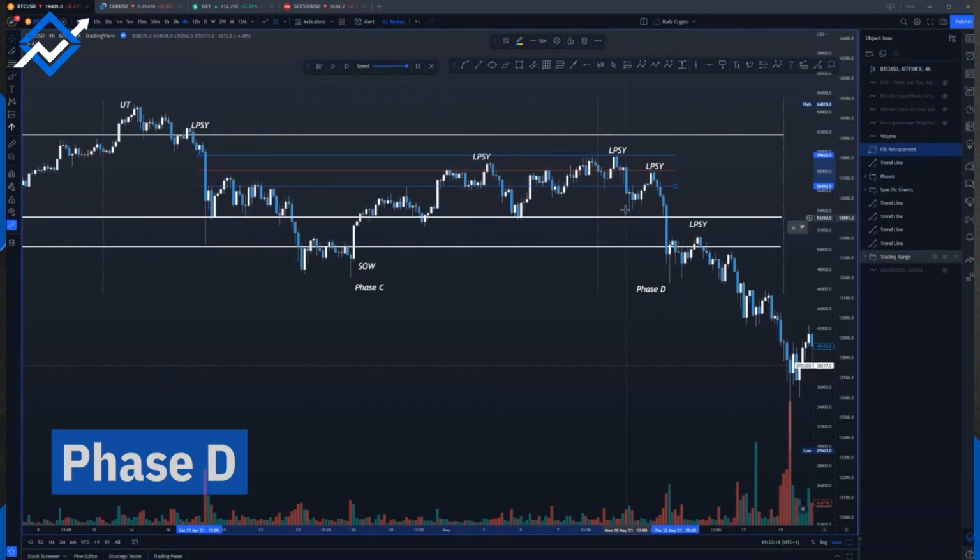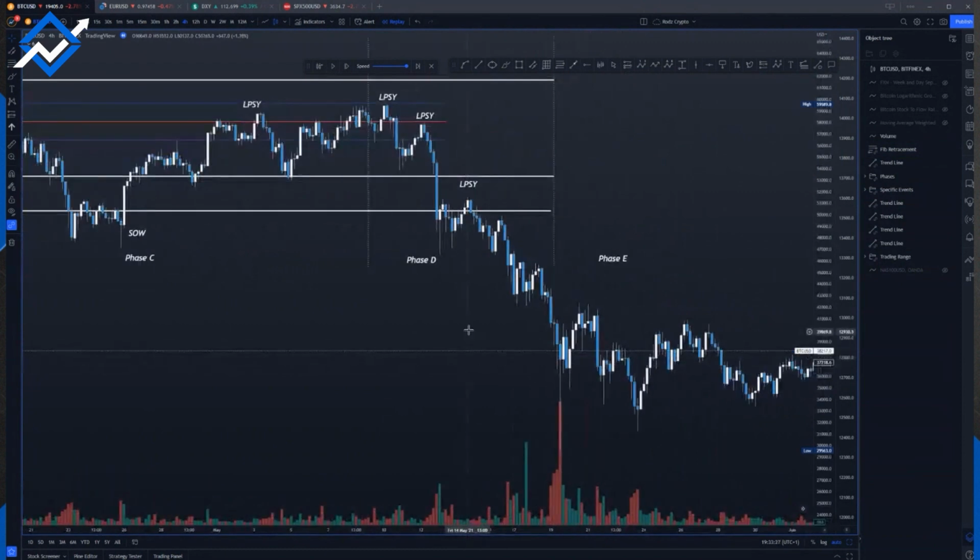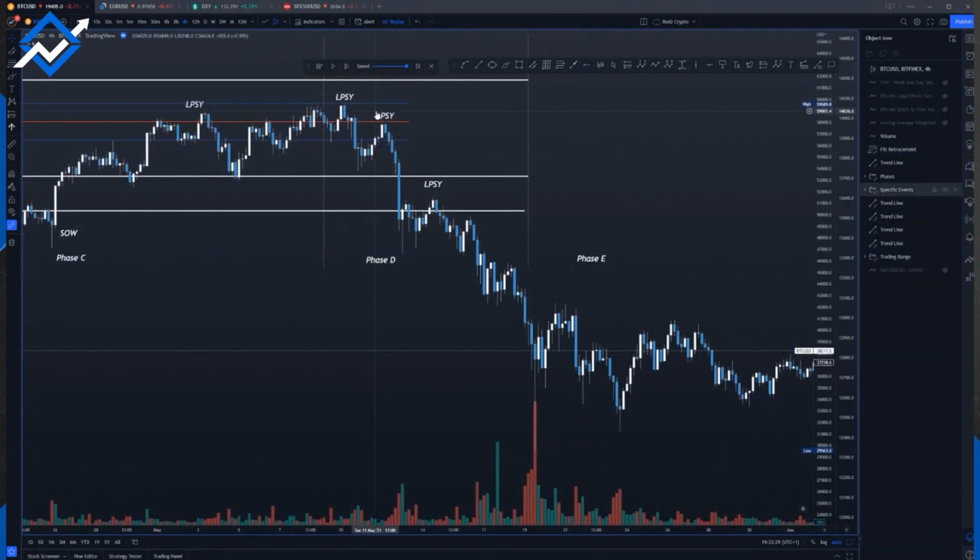So during phase D, the analysis is confirmed. Demand has completely been exhausted. So let's zoom into this. We get the final last points of supply. These are the last opportunities to get involved to the short side before the markdown. So supply can now be confirmed as the dominant force as price breaks below the support of the trading range.